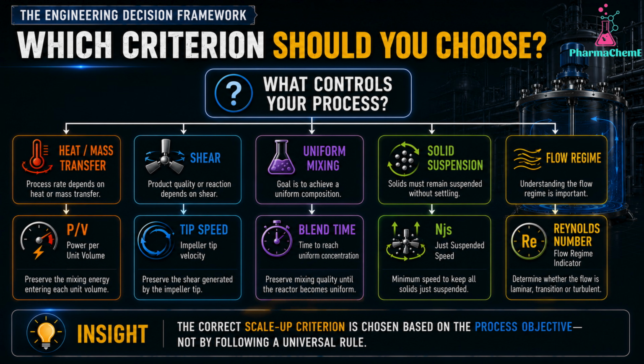What controls my process? If heat or mass transfer controls the process, think P/V. If product quality depends on shear, think tip speed. If achieving a uniform composition is your priority, think blend time. If solids must remain suspended, think NJS. And if you are evaluating the flow regime, think Reynolds number. This is exactly how experienced process engineers approach agitation scale-up.